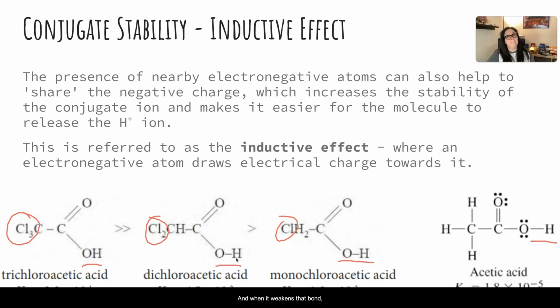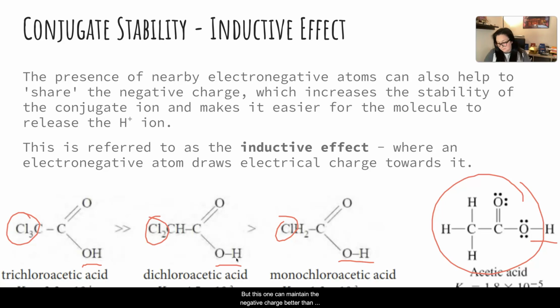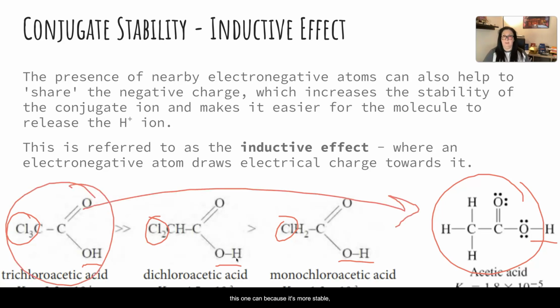And when it weakens that bond, what's remaining is that it has to maintain that negative charge. So we've already talked about acetate can maintain its negative charge. We said that compared to like ethanol. But this one can maintain the negative charge better than this one can, because it's more stable, because it's a more electronegative atom, so it can maintain that negative charge better. Okay? So that's kind of tough. I gotcha. I understand.